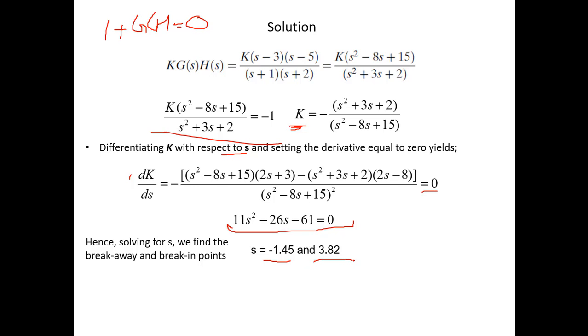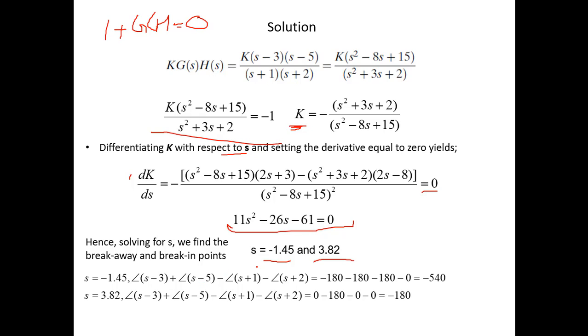So you have to solve this to find which points are basically satisfying the angle criteria. If you draw this diagram, you can see that there are now several poles and zeros as well. These are the poles and these are the zeros. So you have to make sure that all of these add up to an odd multiple of 180 degrees.